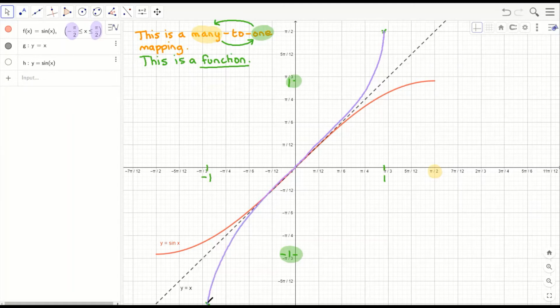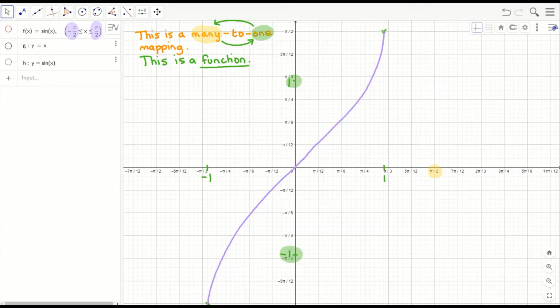Okay, so let's see what we've got. I'm just going to strip everything else away now, so we'll see what we've got left. Well, we'll get rid of the y equals x line. We'll get rid of the original function. So this is the inverse of y equals sine x, and this is what we call y equals arc sine x. And you can see the range and domain in front of us.